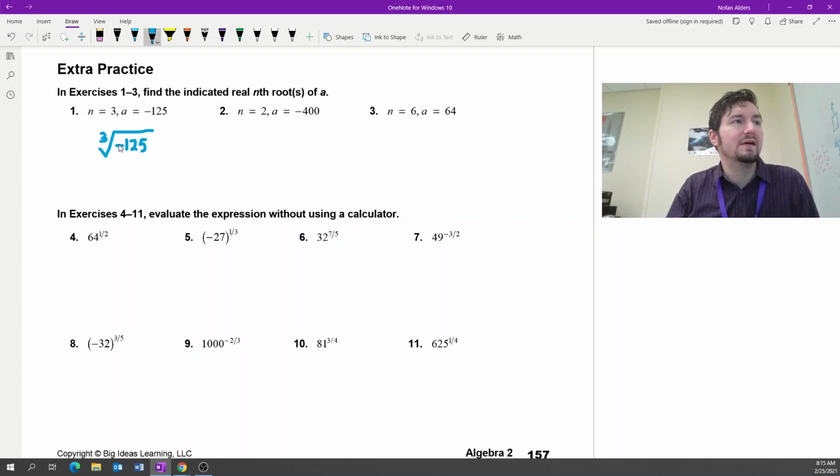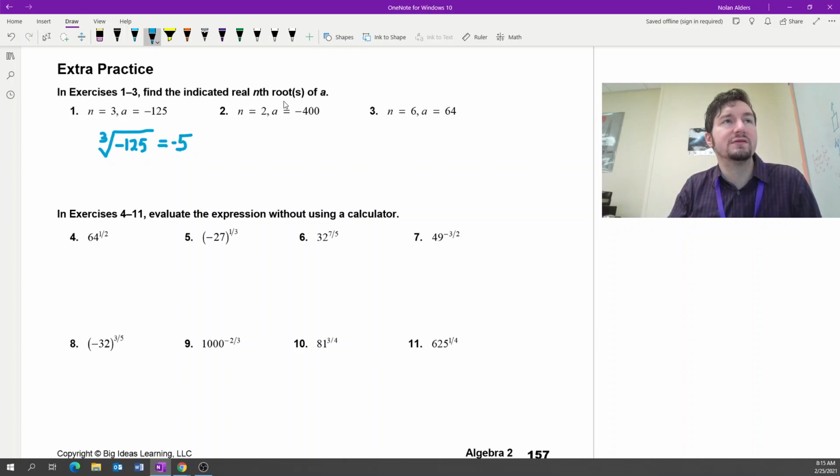A square root would be what times what gives you this thing inside the radical. With a cubed root, we're looking for what times what times what gives you negative 125. And of course, for this one, it's negative 5. Negative 5 times negative 5 times negative 5 gives us negative 125. So the answer to this problem is negative 5.